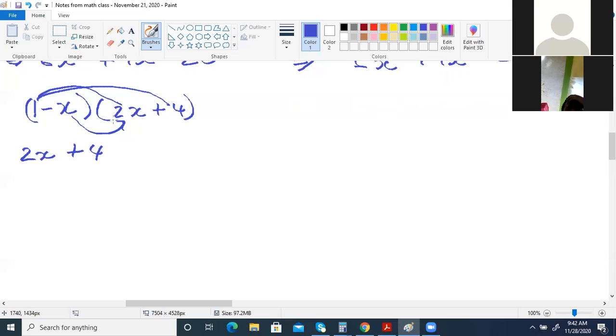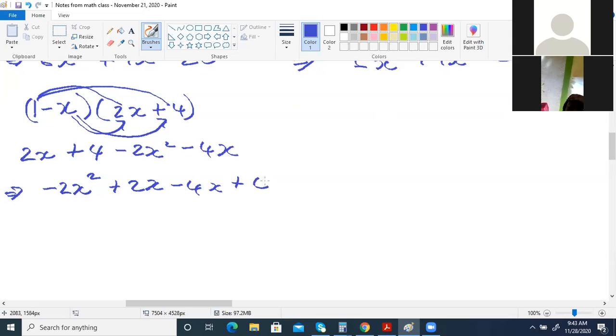So this is a negative x multiplied by a positive 2x. So this is a negative 2x squared. And then this times this becomes a negative 4x. Then we simplify. So I'm going to start with the minus 2x squared, the variable with the highest exponent, which is 2. And then I put the other guys, the 2x minus 4x plus 4. And then I simplify that. This becomes a negative 2x. And this is 4, right?